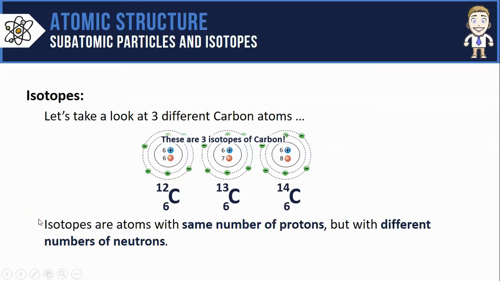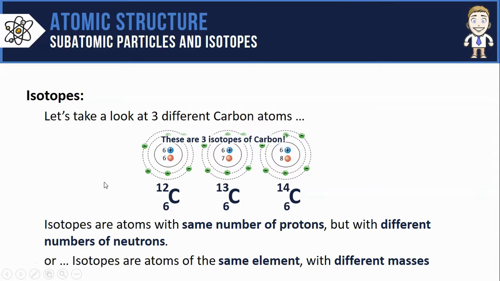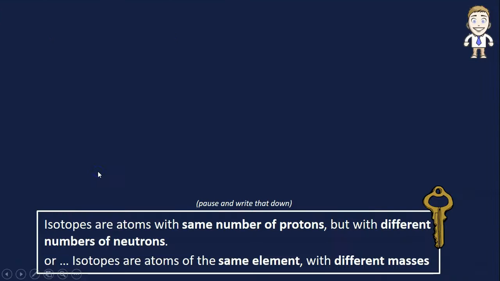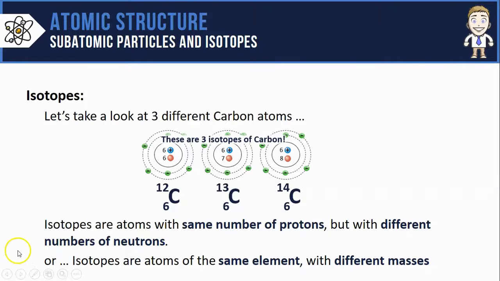Isotopes are atoms with the same number of protons. All 3 of these have 6 protons, but with different numbers of neutrons. 6 here, 7 here, and 8 there. What that also means is that isotopes could be defined as atoms of the same element. They all have 6 protons, which means they're all carbon, but with different masses, 12, 13, and 14. These definitions for isotopes are some more key ideas. Make sure you pause and write those down too.